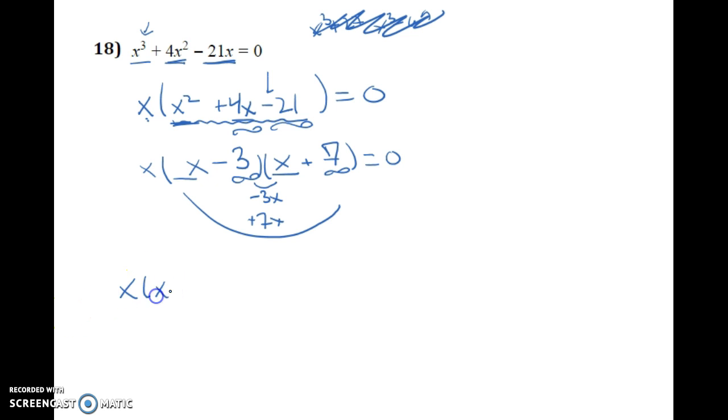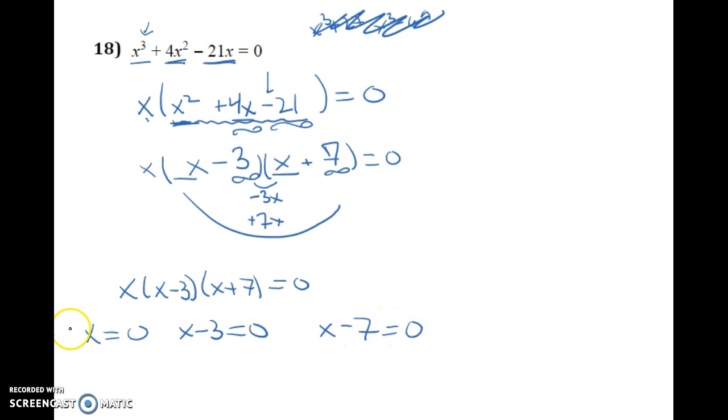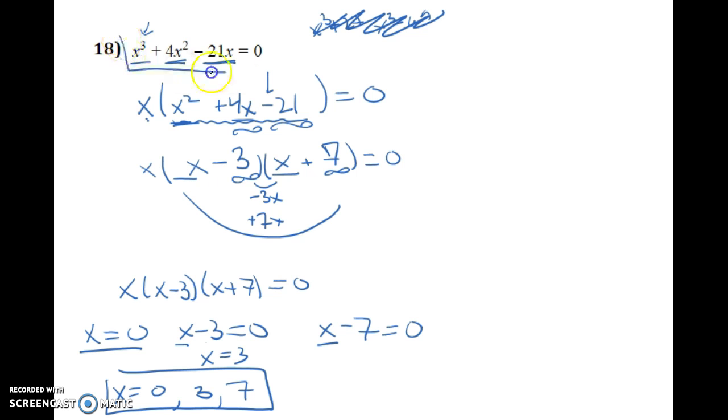Now that this thing is factored, since it's an actual equation, it's supposed to equal 0, so we take each factor and set it to 0 and solve. This x is already isolated, so x equals 0 is one answer. To get this x by itself, I would add 3 to both sides, giving me x equals 3. And to get this x by itself, I'd add 7 to both sides, giving me x equals 7. So the equation has 3 solutions: 0, 3, and 7.